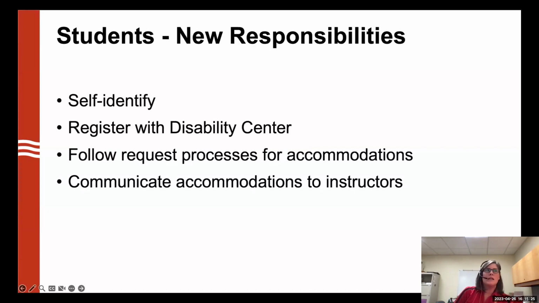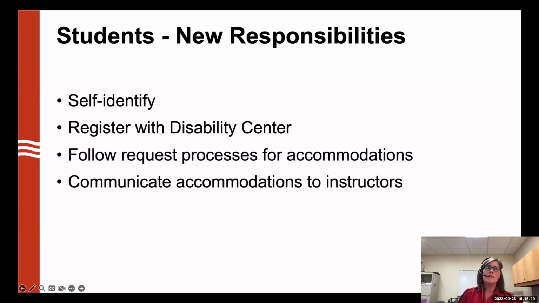A student's responsibility is self-identifying. A student has to self-identify with our office in order to receive accommodations. And then they have to register with the McBurney Disability Resource Center or any disability resource center. There is some type of application or process that a student has to go through, and every disability service office is different. They also have to follow the request processes for accommodations. Just because they become affiliated with a disability service office doesn't mean that they are automatically going to get accommodations. There's probably some type of process that they have to go through in order to get those accommodations. They're all going to be different depending on how each disability service office is organized and runs, but they should be very clear in that process.